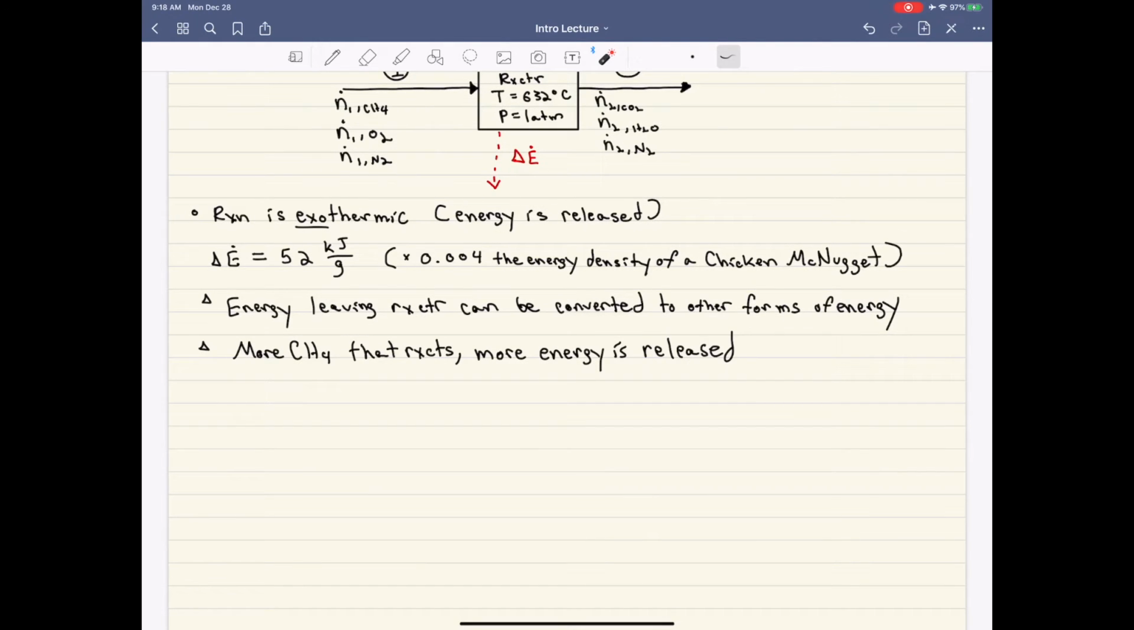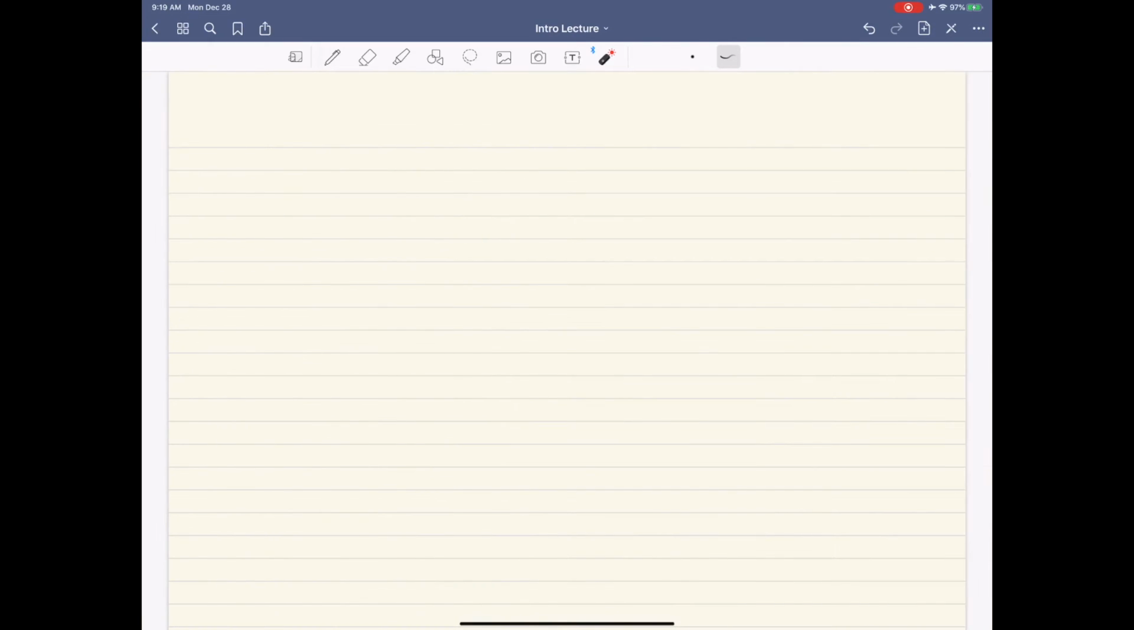So that was a sort of industrial example of how energy balances are important. But as I mentioned before, energy is important at all length scales in the universe. And so I want to go through another example where we're going to work on the microscopic scale. And we're going to talk about something that I'm sure you've heard quite a lot about over the past year, which is the COVID-19 vaccine.